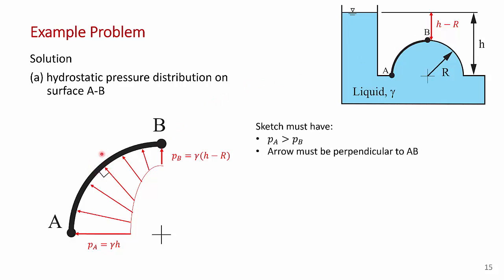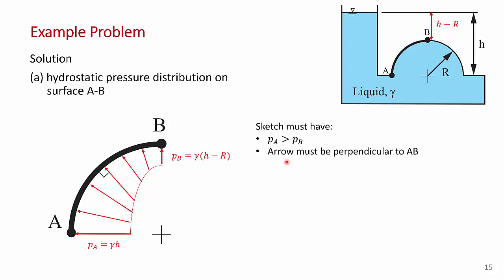And so if you were doing this on a midterm, I'd be looking to check that PA was visibly bigger than PB because pressure increases as you go down in the fluid. And I'd want to check to make sure that your arrows are reasonably perpendicular to the surface AB.